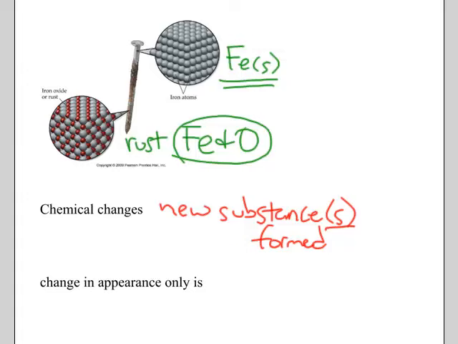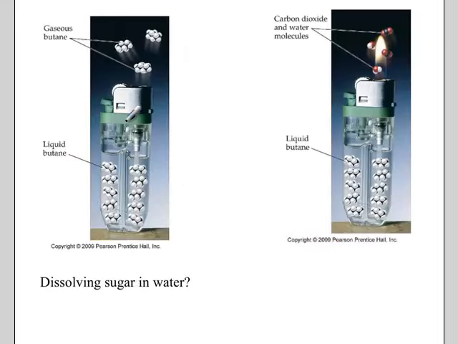One way to keep track is to look to see if the only change is the appearance, then that will be a physical change. It's easy to tell when you look at an example that shows the microscopic pictures. Here's an example of a cigarette lighter.